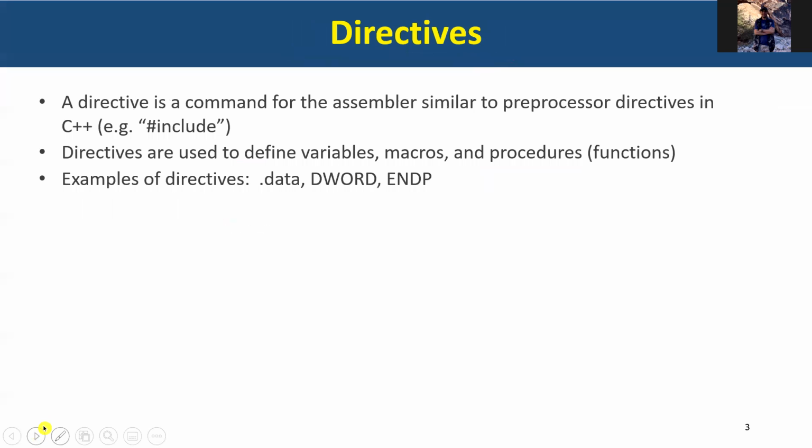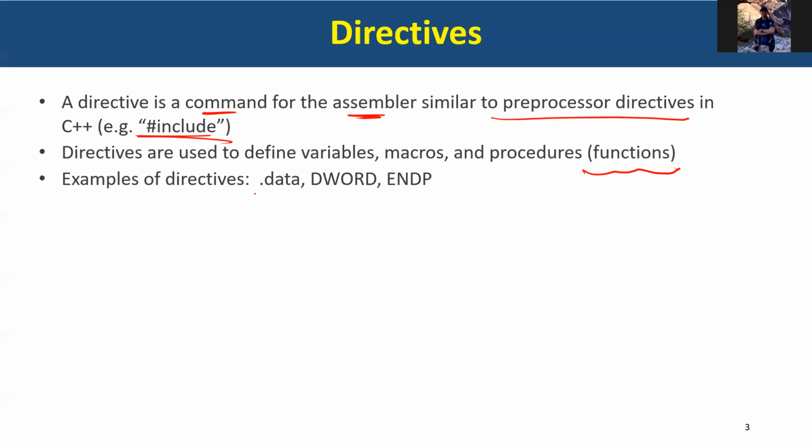So, what are directives? A directive is basically a command, but this command is for the assembler. Once the assembler sees one of these directives, it will interpret it in some way based on the directive. They are very similar to preprocessor directives in C++, like for example #include. Directives are used to define variables, macros, and procedures. A procedure is just like a function, as we will see also at the end of this lecture.